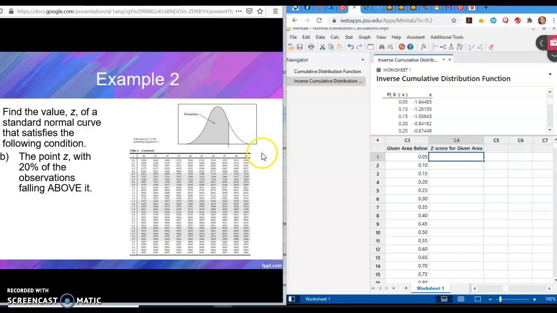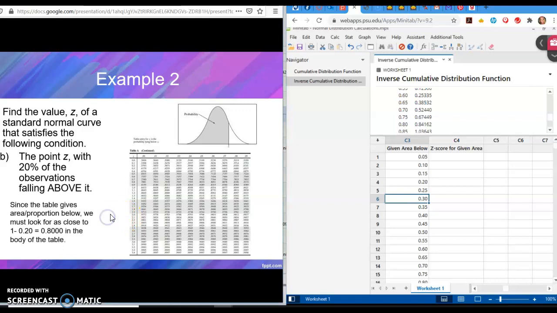Well, if there's 20% above, then we said there's 100 minus 20% below. That would be 80%. So we come up here to our output, and we see that when X is less than or equal to 0.80, the z-score that corresponds to it is a z-score of 0.84. That's the very same answer we got using Excel and using our table of critical values.